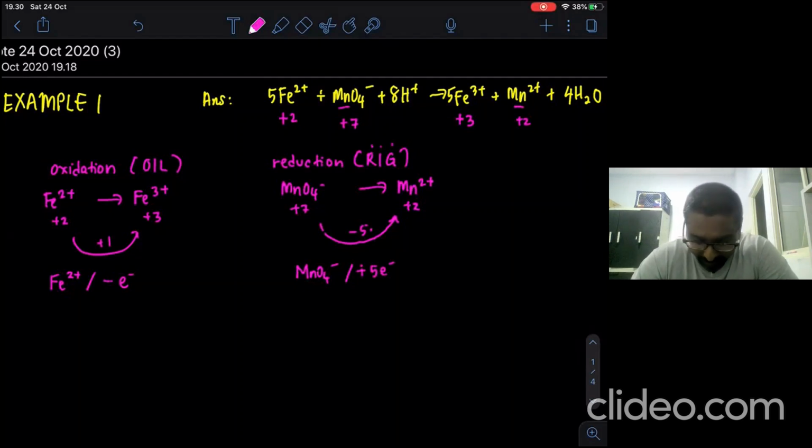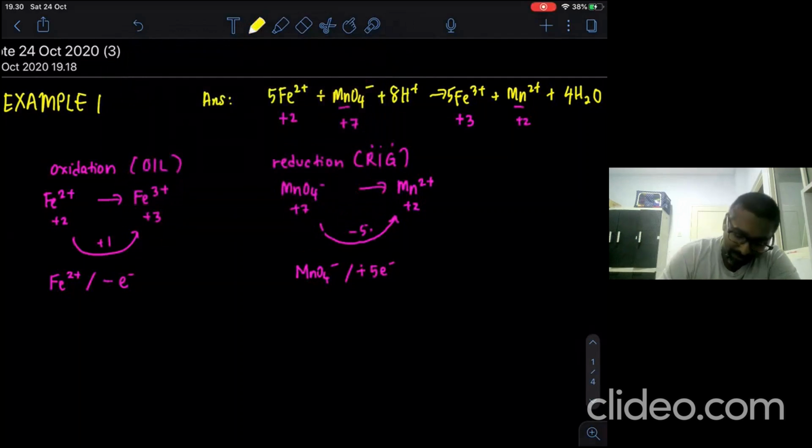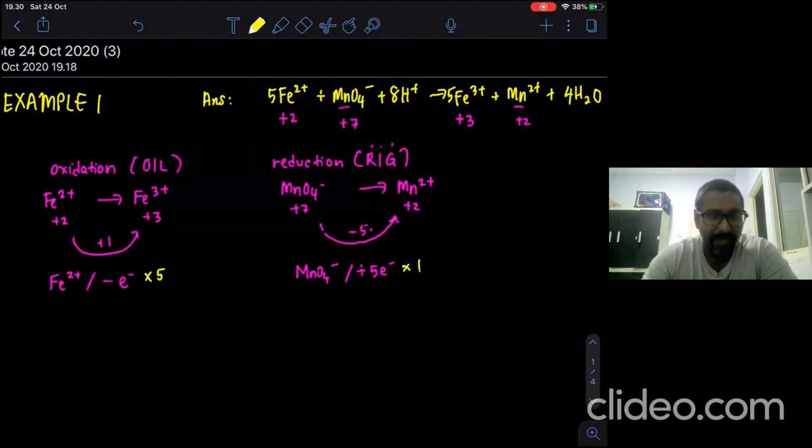The next step is we need to find the lowest common multiple between 1 and 5, because we need to eliminate the electrons. The lowest common multiple is 5. So this one I'm going to times by 5, and this one I'm going to times by 1, so that the 5 electrons cancel off. If I times by 5, it means this one must be times by 5. This is also 5, and this is 1, so it means 1 and 1. Simple as that. So what is next?